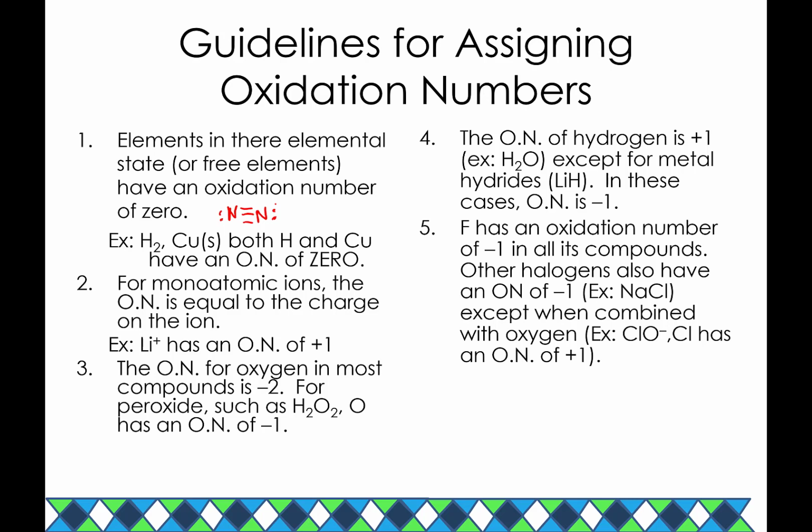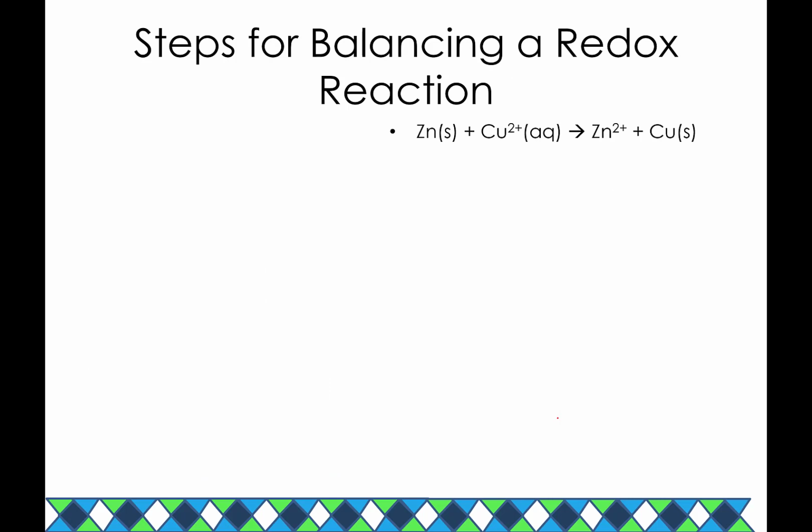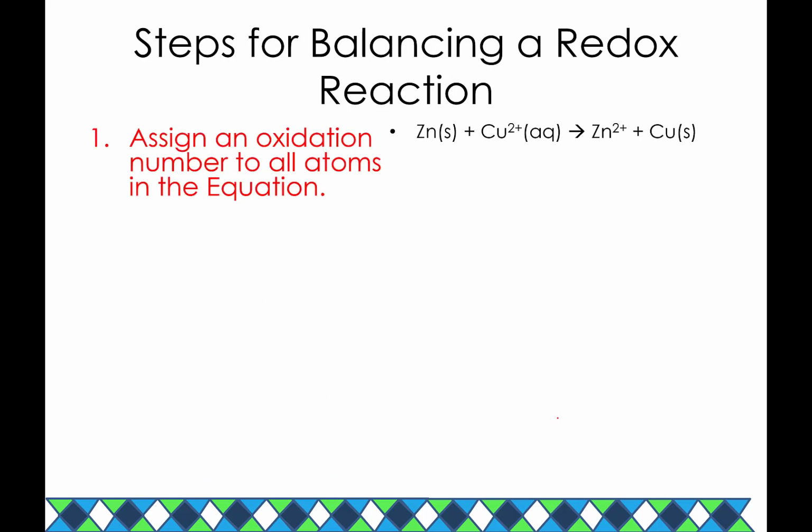And then fluoride will always have a -1 oxidation state. And most of the other halogens will also be -1, but there are some exceptions. So sort of the takeaway here is that oxygen is typically -2, hydrogen is typically +1, and your halogens are typically -1. Also important to note that the sum of the oxidation numbers will equal the overall charge of the molecule or ion. Let's assign the oxidation numbers for this redox reaction.